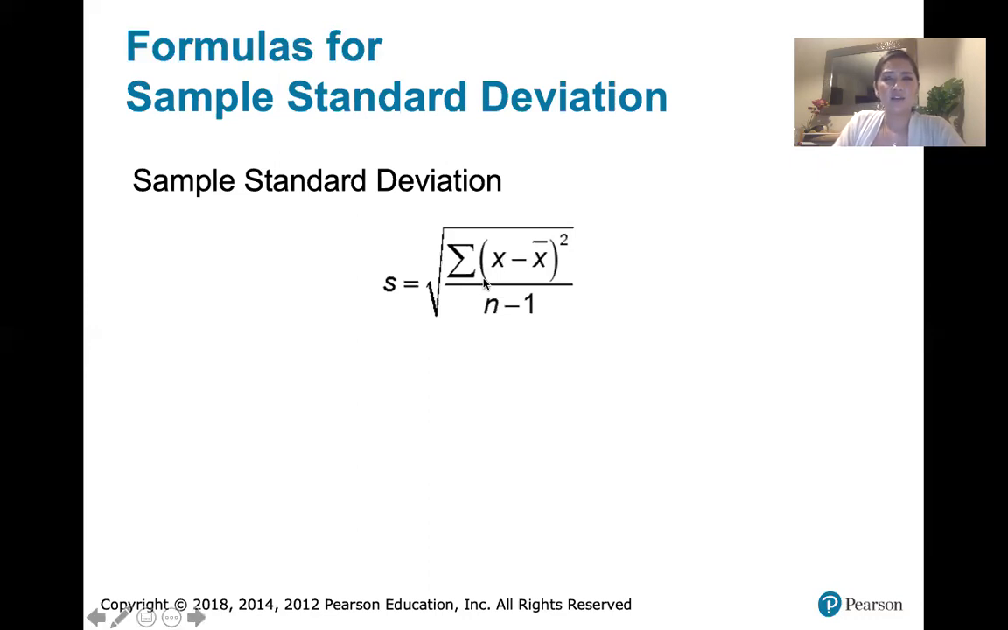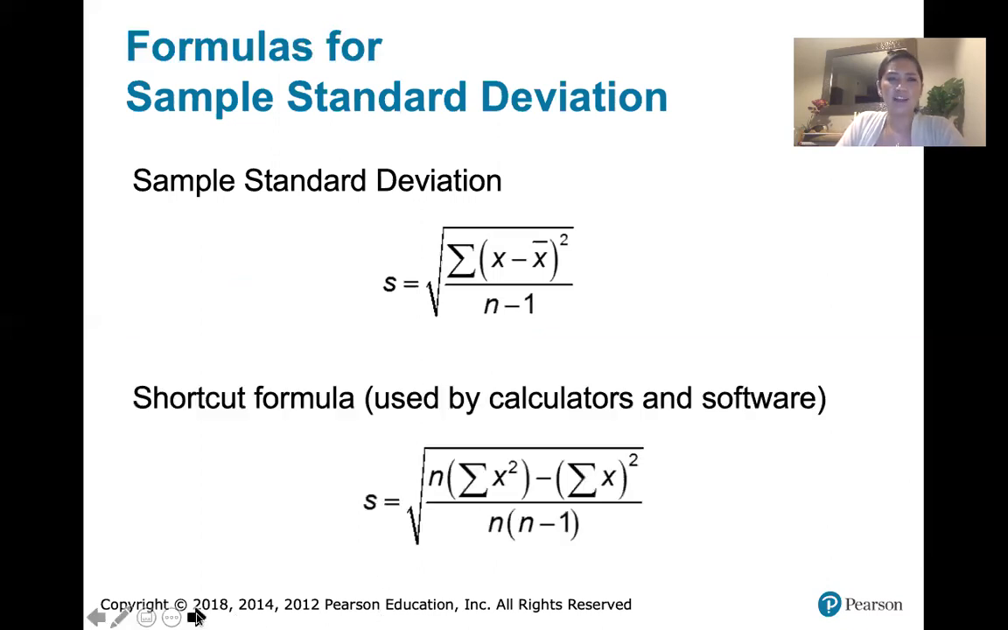We subtract that mean from the data value, so that's giving us a deviation from the mean, and then we square it. And we do this for all of those values, and we add them together, and we divide by the sample size minus 1. And then to undo that squaring, in some sense, we're going to take the square root of the answer. And that's going to give us the sample standard deviation.